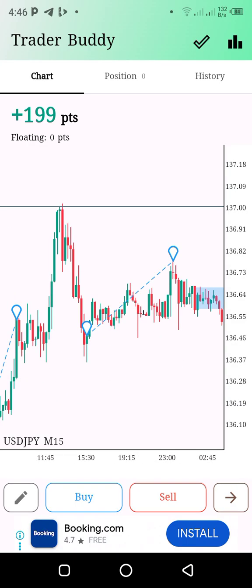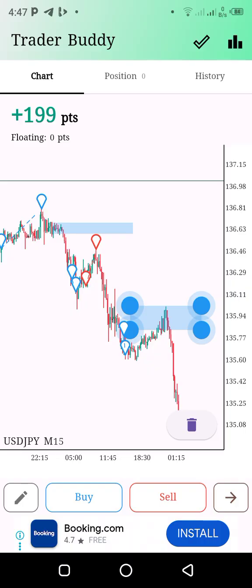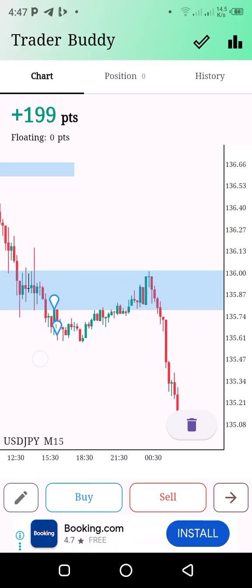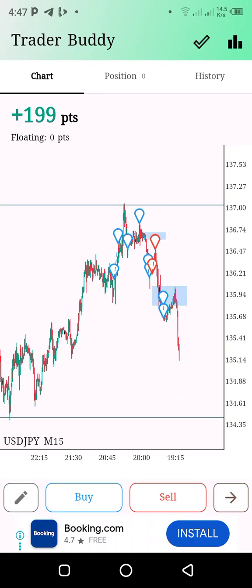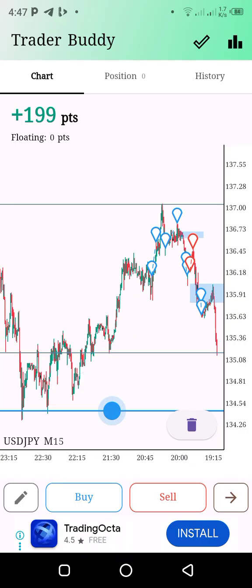Alright, so since it's broken, what I will do is put my shadow area at the nearest supply. This was a supply that broke the major structure, so that is a very huge supply. If market comes back to that level, I'm willing to take my entries for sales. After that we then have another major structure point at around that level. Another one just beneath there.